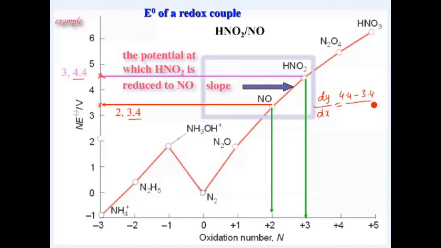Okay, one value coming, no problem. So what is this actually? The difference between the oxidation states, 3 minus 2, is also 1. So you will get a slope value of 1 volt.